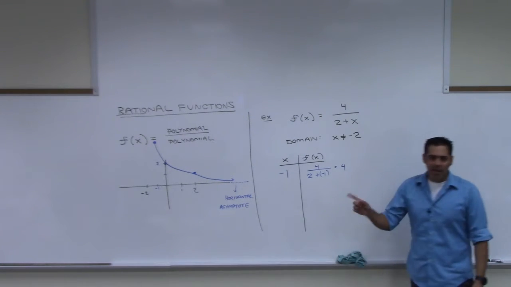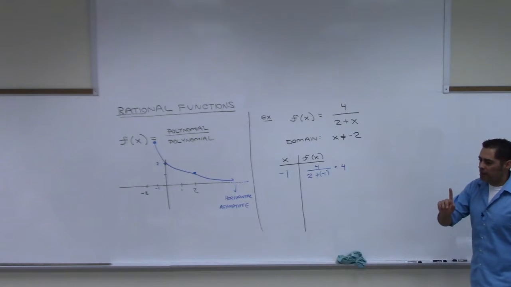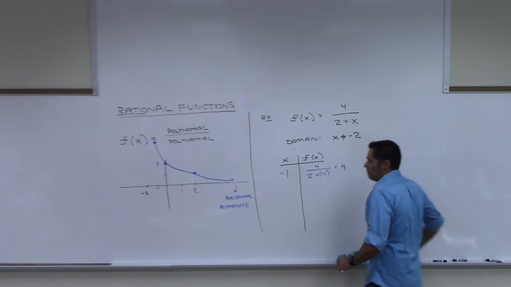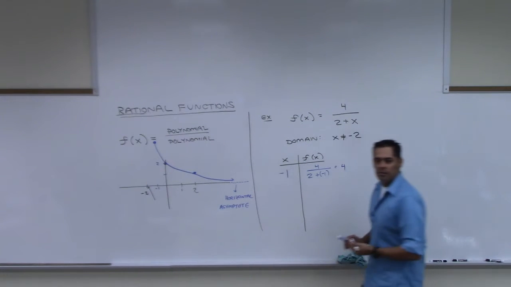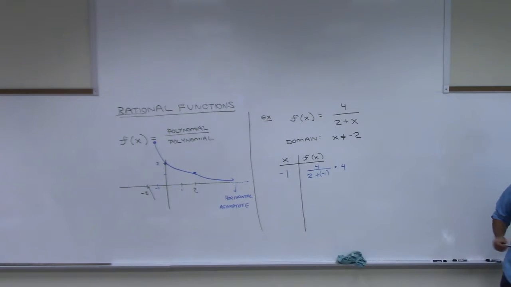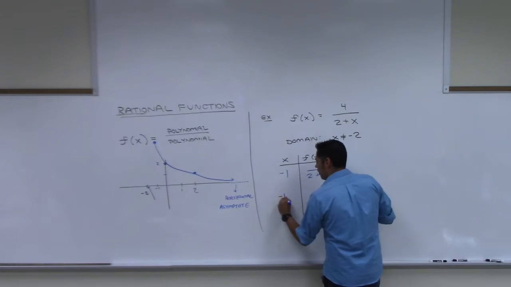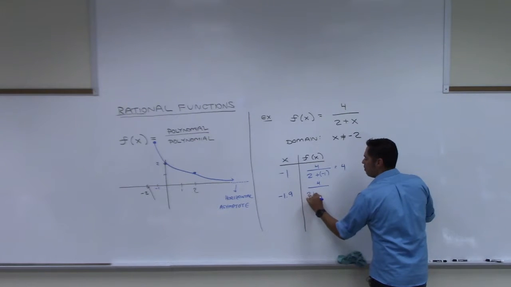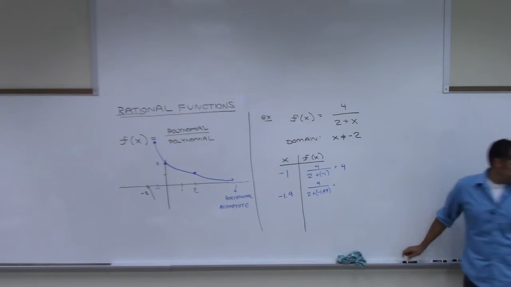I cannot plug in -2. So somebody with a calculator right now, I want you to do this for me. First, somebody please give me a number that's really close to -2. -1.99. Y'all agree that's pretty close to -2? So somebody on their calculator do 4 divided by 2 plus -1.99 and tell me what they get.